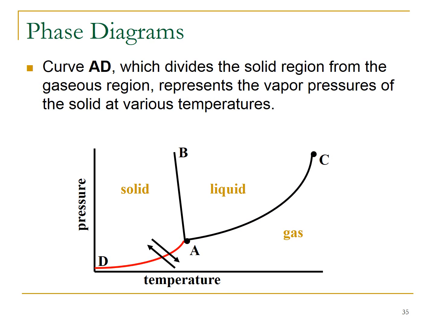Curve AD then divides the solid region from the gaseous region, and so it represents the sublimation points. So if you're on the line, you'll have both solid and gas present, which is the sublimation point. And again, you have a vapor pressure. If you have a solid that sublimates, then you'll have a vapor pressure building, because as long as you have vapor present, you'll have a vapor pressure.